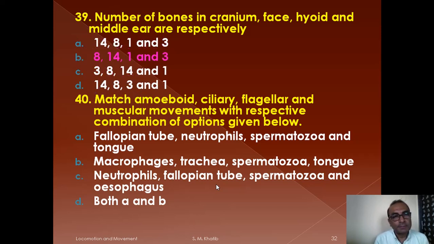Then question number 40. Match amoeboid, ciliary, flagellar and muscular movement. Again, in the correct order you have to see first amoeboid, then ciliary, then flagellar and then muscular movement. So which of these following is giving you the correct option? Let's see. First, A, fallopian tube. Fallopian tube does not show amoeboid movement, leave it. Then B, macrophages. Yes, macrophages show amoeboid movement. Then ciliary trachea, rightly matching. Then flagellar spermatozoa, correct. And muscular, that is tongue. So B will be the right answer.